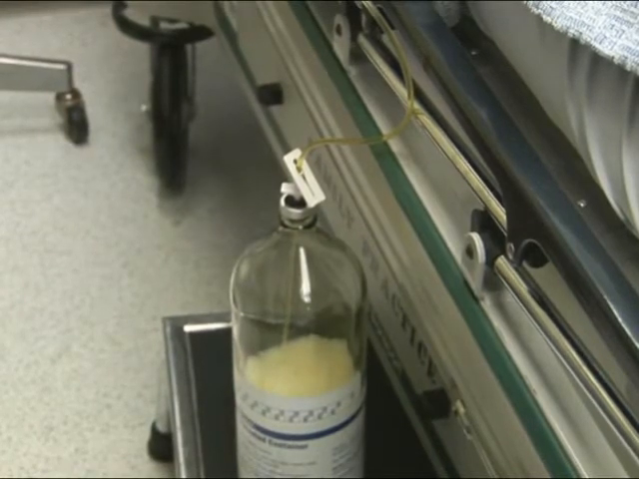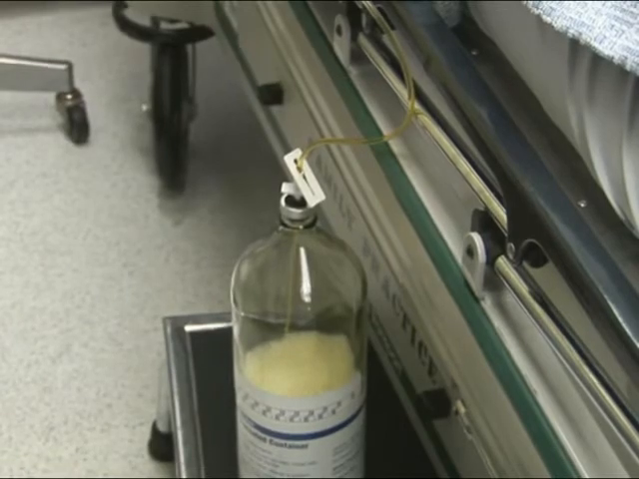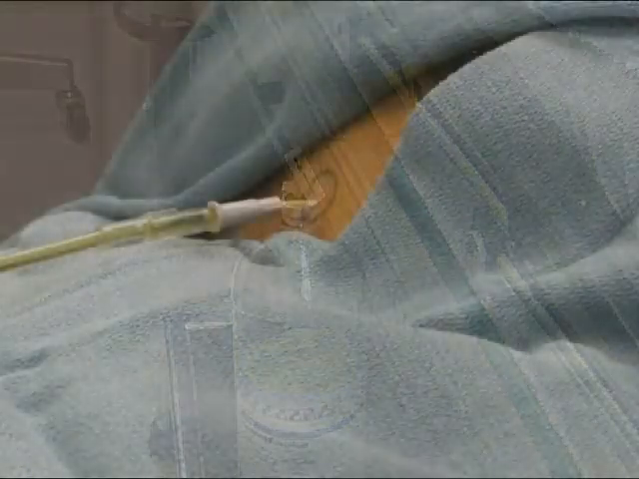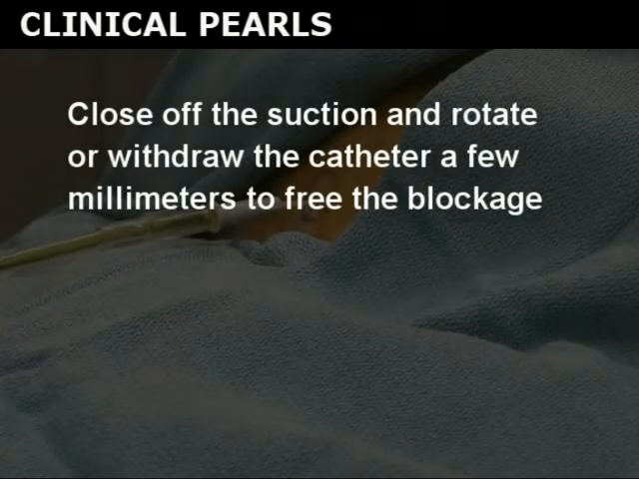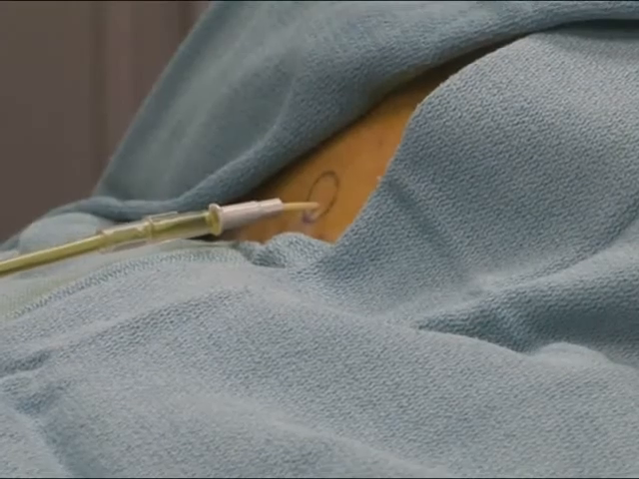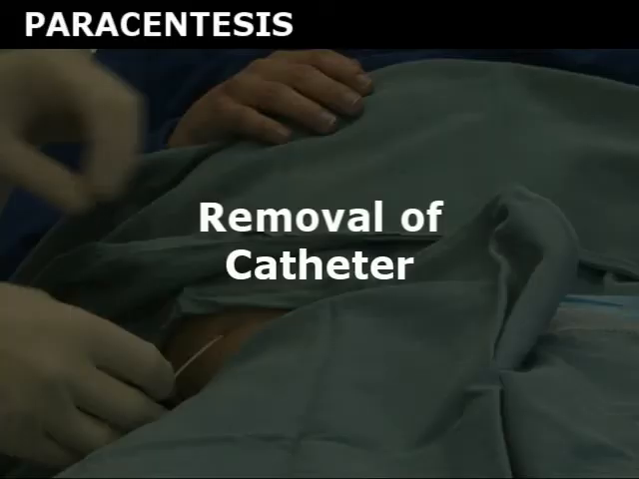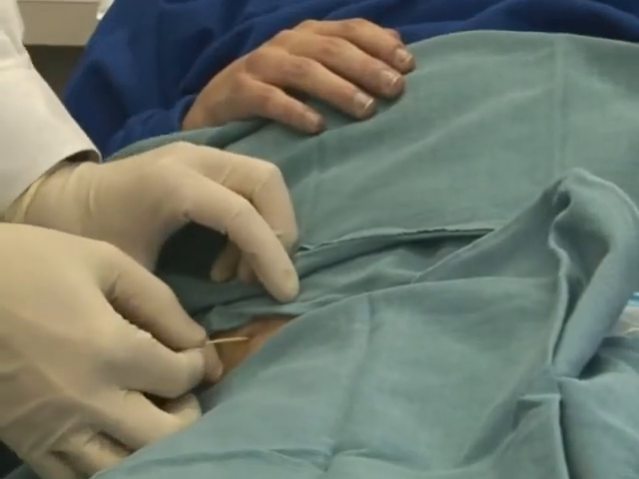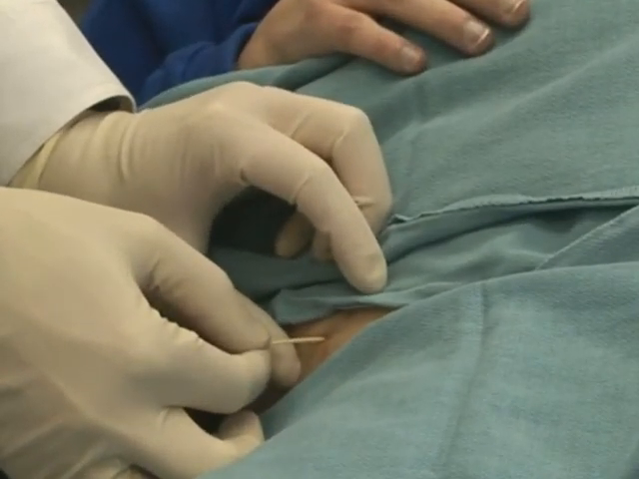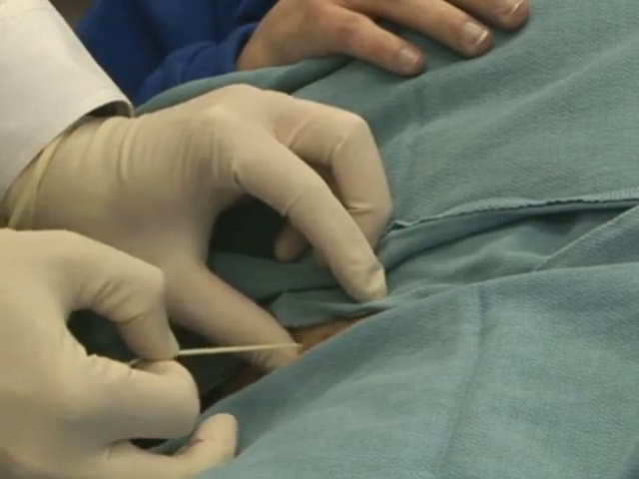If the flow stops before all of the fluid is removed, it is likely that the omentum or bowel wall is occluding the catheter. Close off the suction and rotate or withdraw the catheter a few millimeters to free the blockage. At the conclusion of the procedure, remove the catheter. A bulky dressing should be applied over any wound if there is further fluid leak.